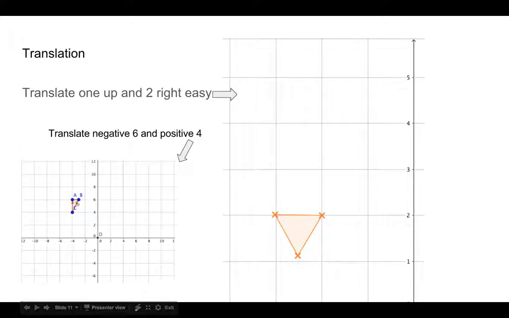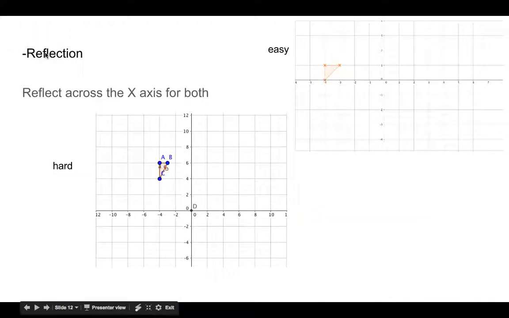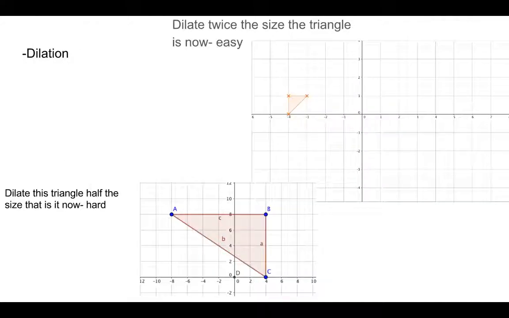Okay, here's a translation problem. Here's a reflection problem. You have the easy and the hard down here. This is dilation. So you're going to make this one bigger. You're going to make this one smaller.